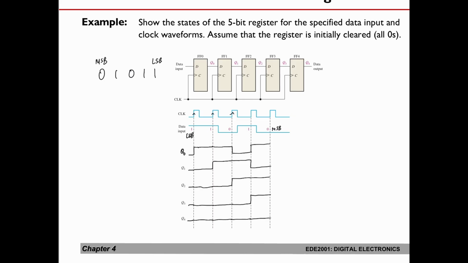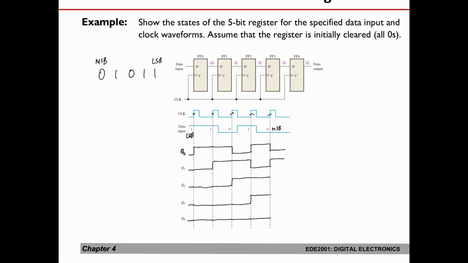Now at the last rising edge, the input is now a 0, so Q0, after the propagation delay of the flip-flop, is going to go back down to 0. Then Q1 will go up to become a 1.